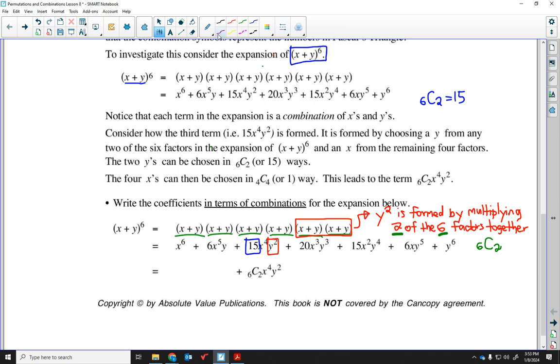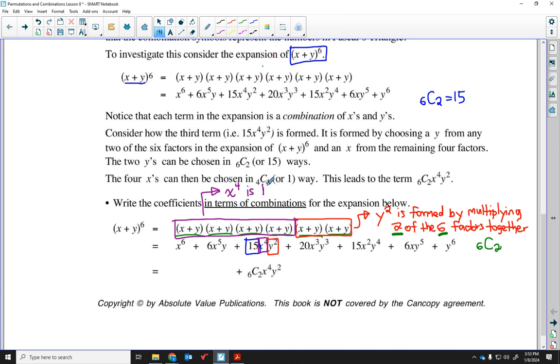Now, the immediate question that will pop up is, well, what about the x squared term? Sorry, not x squared term. What about the x to the power of 4 right here? Where does that come from? Well, if we use two of these factors to get the y squared term, to get the x to the power of 4 term, we would need to use the remaining 4 factors here. Okay, so what we have is x to the power of 4. So that's the x part of term 3 in this binomial expansion.